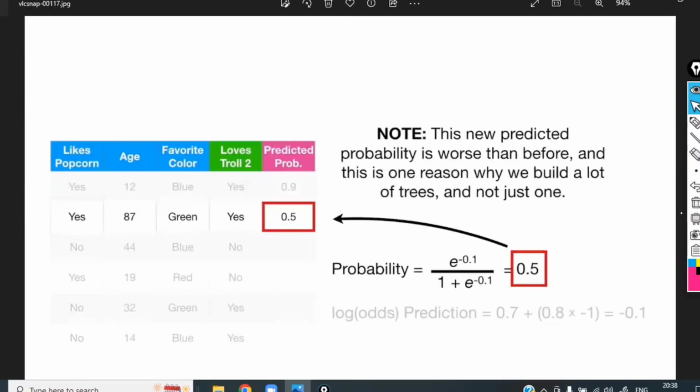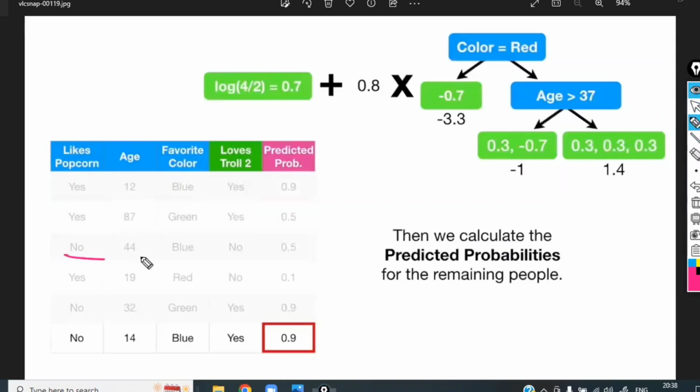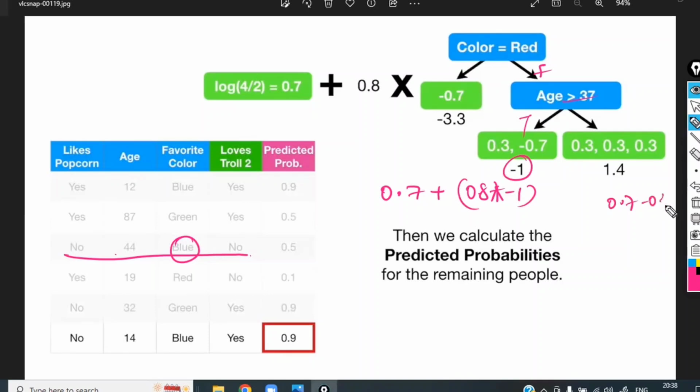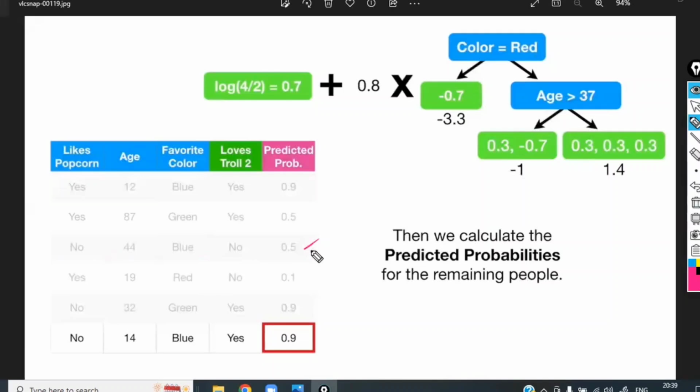Next, record number 3. Tell me, for record number 3, the log of odds. 0.7 plus 0.8 into, which leaf does this belong to? Color is equal to red, false. Here blue color is there, red, false. Age is greater than 37, true. True means again -1. So 0.7 minus 0.8, which is equal to minus 0.1. Again, probability is e to the power of minus 0.1 divided by 1 plus e to the power of 0.1. Again you get 0.5.